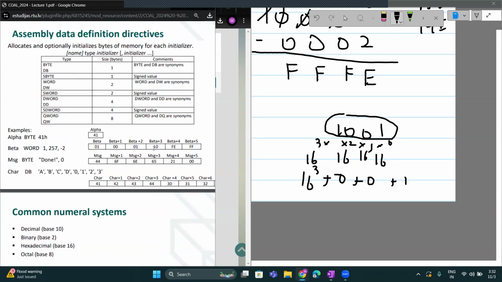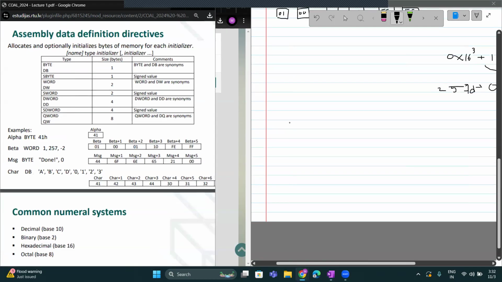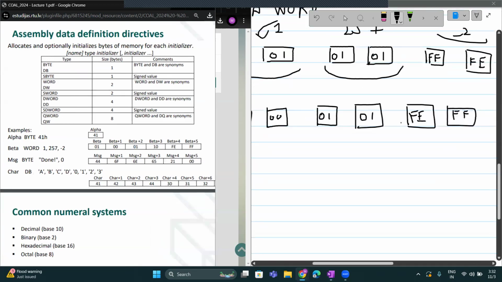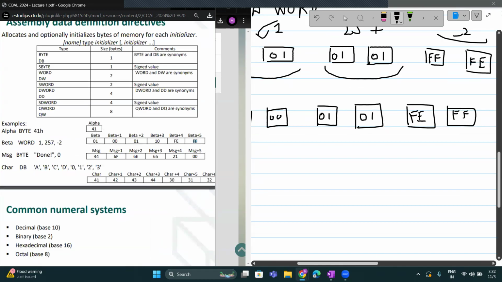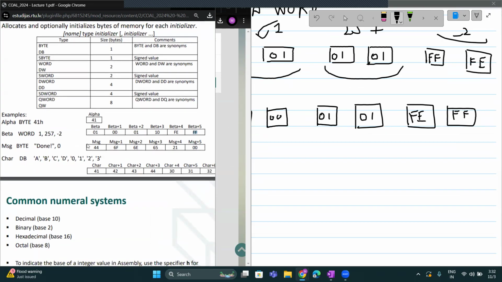So this is represented as wrong here. 257 should not be like this in memory. 257 should be like this in memory. And finally, minus 2 is correct. Yep, FE and FF. And this as well, message.